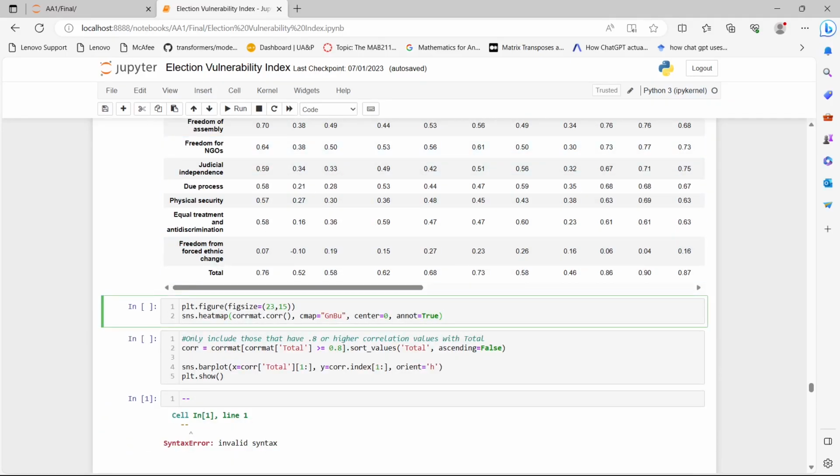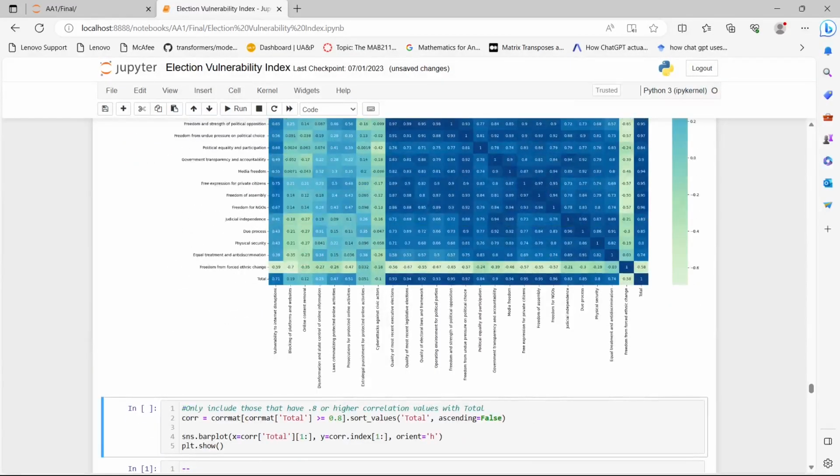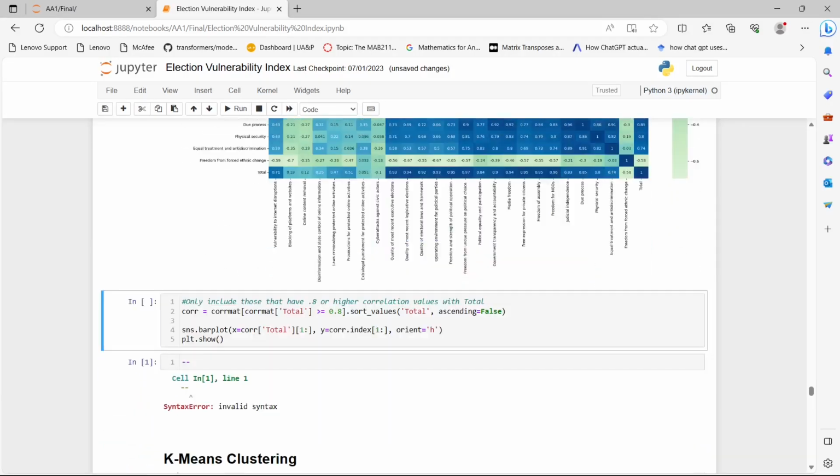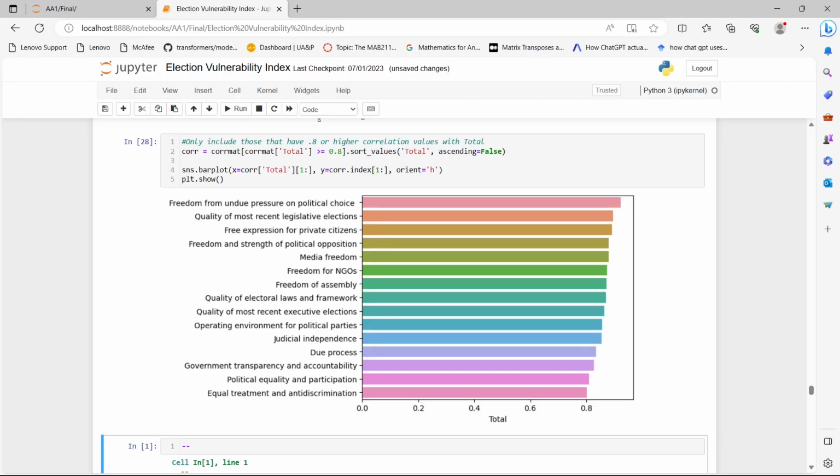Let's have this one. Now we can see which one has higher correlation values. What we are going to focus on is which ones have higher correlation with respect to total. So let's have this one. Freedom from undue pressure on political choice contributes a lot, or has more impact on total.